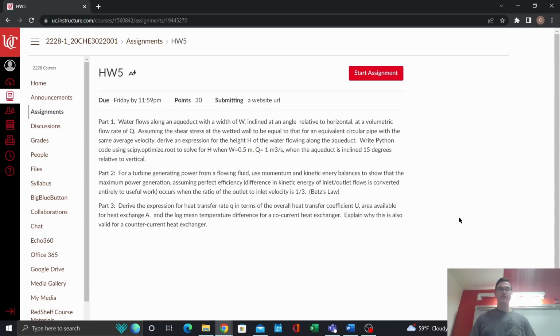Write Python code using SciPy optimize.root to solve for h when the width is 0.5 meters, Q, the volumetric flow rate, is 1 meter cubed per second, and the aqueduct is inclined 15 degrees relative to horizontal. So I have my whiteboard behind me, and we're going to start by drawing a picture, and then we're going to start deriving the equation that we're going to need for the coding.